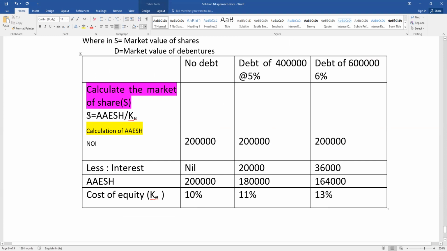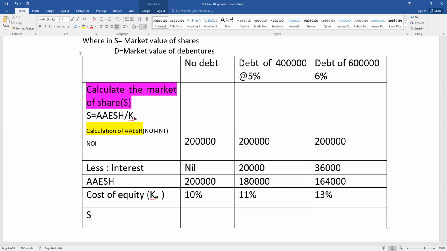So to calculate the value of the share, we require amount available to equity shareholders and cost of equity. Amount available to equity shareholders is equal to NOI minus interest. That's what we have done. We have taken NOI, that's your EBIT, minus interest, and you get your amount available to equity shareholders. Now the cost of equity is also available. So you can calculate your S now.